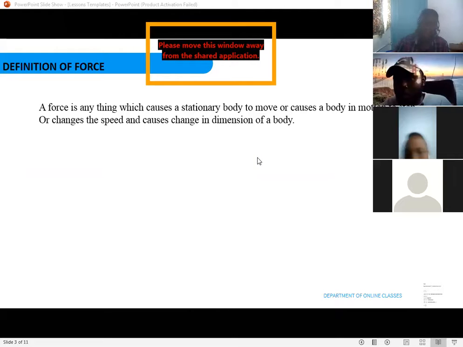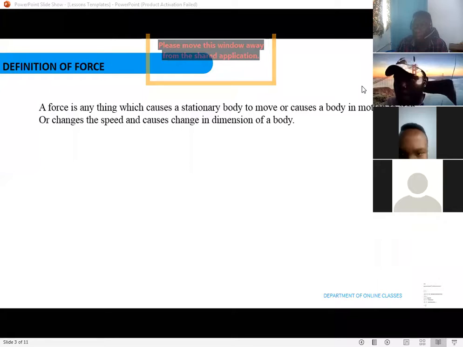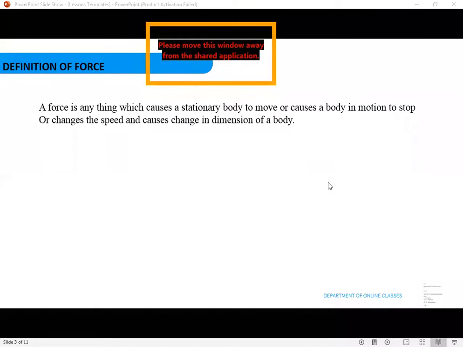A force is anything which causes a stationary body to move, or causes a body in motion to stop or changes its speed, and causes a change in dimension of a body. All these things are the properties of forces.